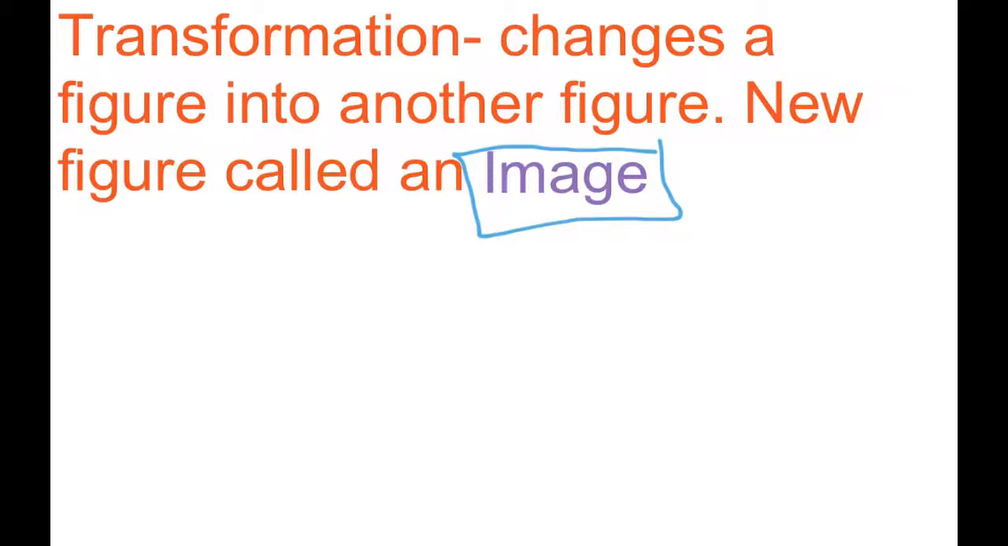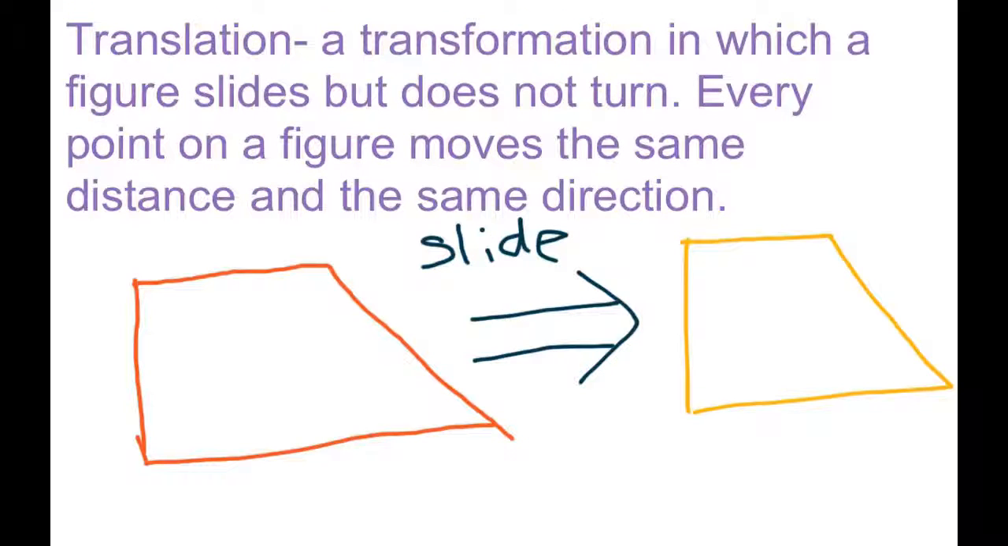Our first transformation is a translation. A translation is a transformation in which a figure slides but does not turn. In this, every point on the figure moves the same distance and in the same direction. So here we see the red figure slides over to form the yellow image. The red is our figure and the yellow is the image.